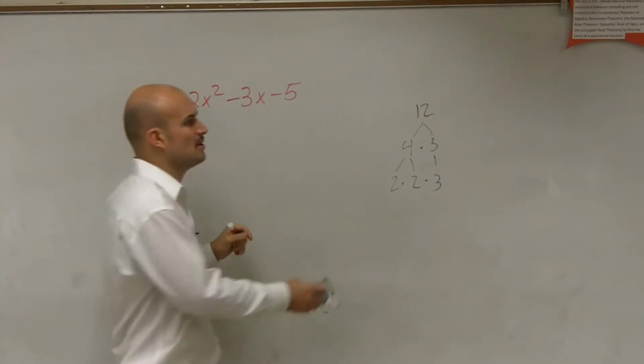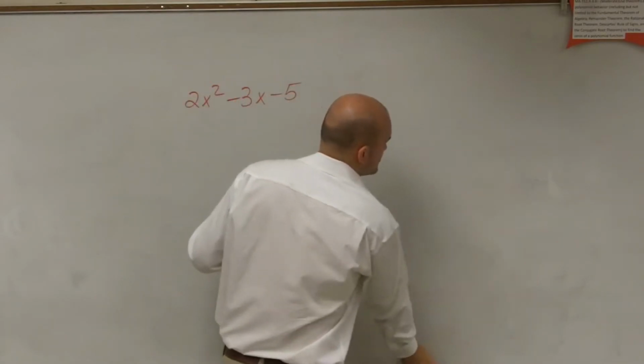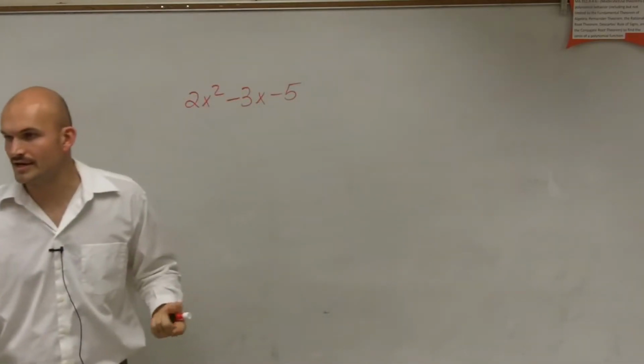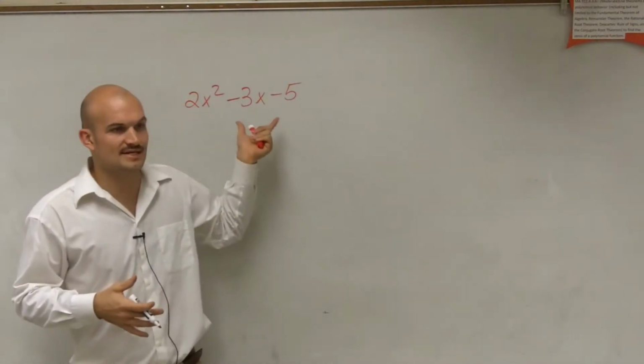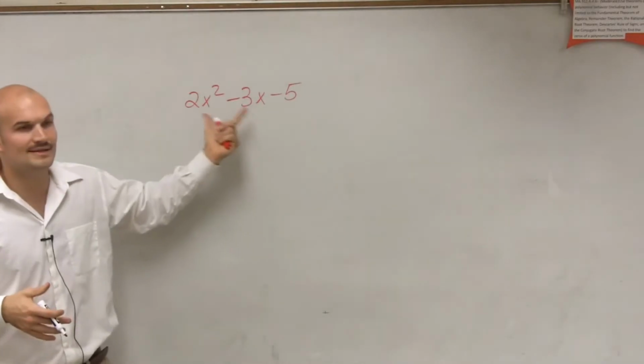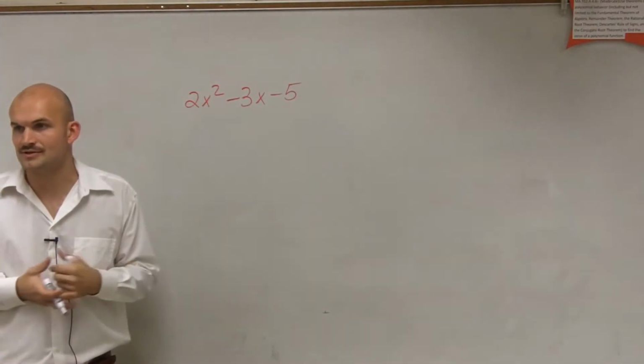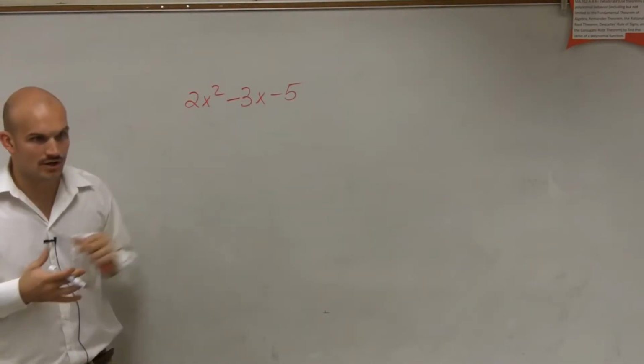And the reason why I want to use it as a multiplication problem is because when we get to solving, which we'll do an example of later, we want to use the zero product property. And that's why we want to write this as a product. So we need to write this as a multiplication problem of its factors, and determine what the factors are.